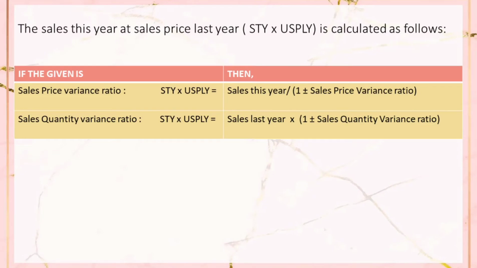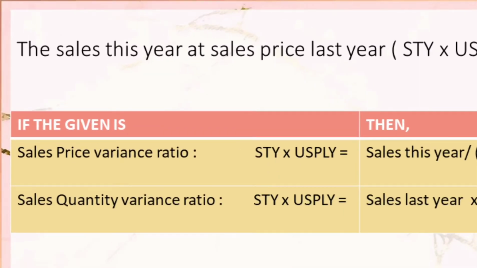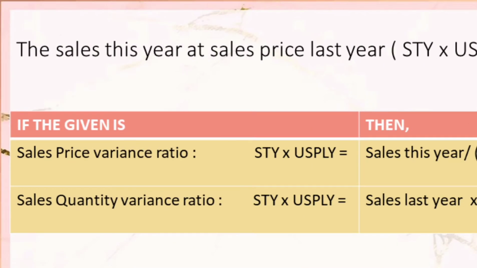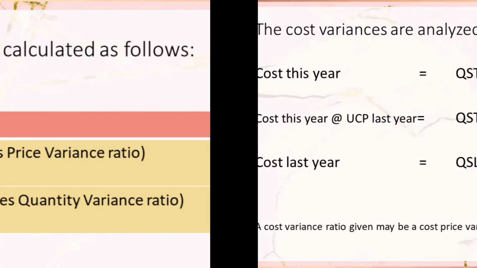And here, the sales this year at sales price last year is calculated as follows. If the given is sales price variance ratio, sales this year at sales price last year is equal to sales this year divided by 1 plus or minus the sales price variance ratio. But if the given is sales quantity variance ratio, sales this year at sales price last year is equal to sales last year times 1 plus or minus the sales quantity variance ratio.